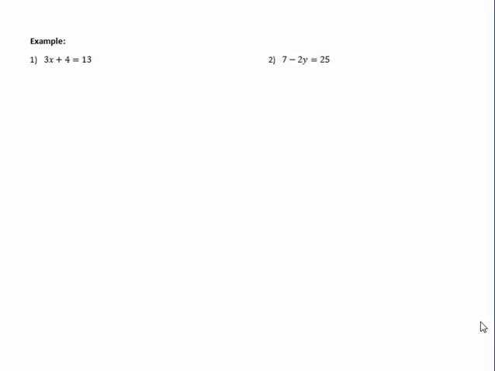3.4 guided notes. Starts off with a couple of examples that we've already seen. I just want to walk through these to remind ourselves how these work. So, first step in solving problem number 1, to get x by itself, we have to subtract 4 from both sides. We end up with 3x equals 9, and divide both sides by 3. We're left with x equals 3.